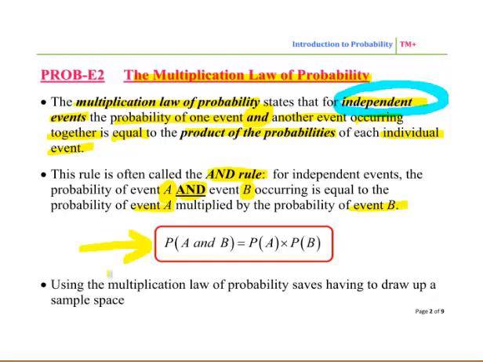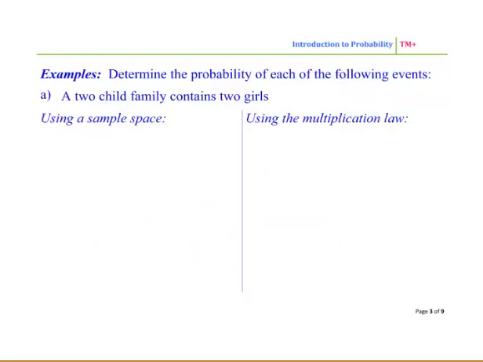So you can see that here. That AND means that they both have to occur. And again, remembering we are talking about independent events, so events that don't affect each other. The probability of one occurring has no effect on the probability of the other occurring. Now, using the multiplication law of probability saves us having to draw up a sample space. So let's look at some examples.